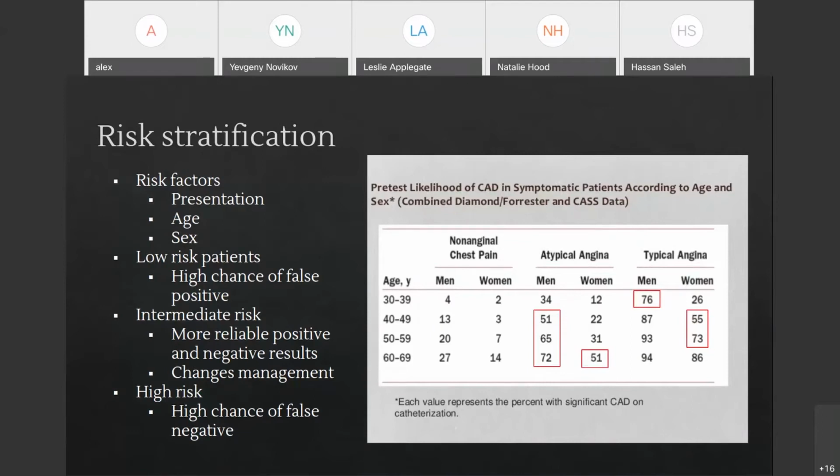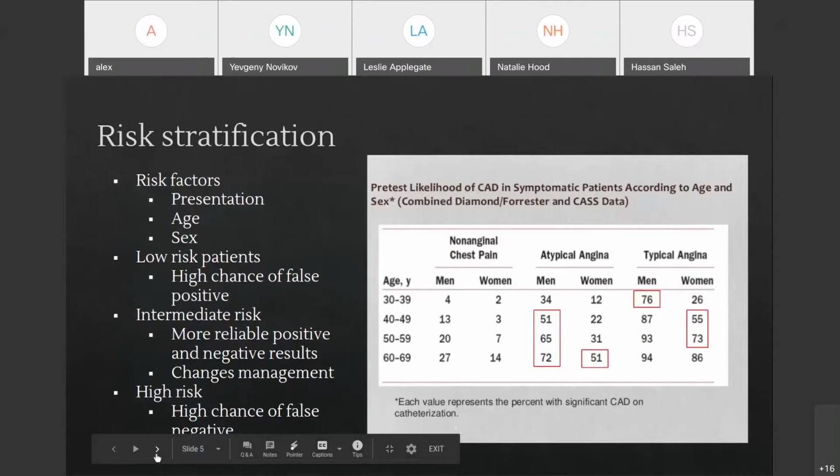So the intermediate risk people are the ones we're really looking to do stress tests on because it's actually going to change our management. And that's probably in your kind of 40 to 60% range. Once you get up above 60%, you should be thinking about going straight to cath.